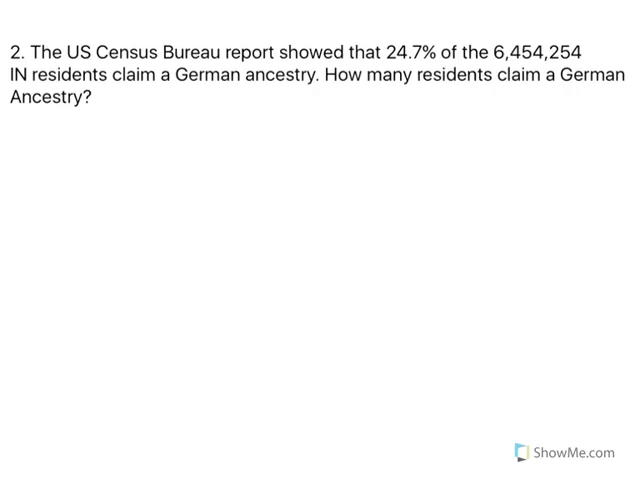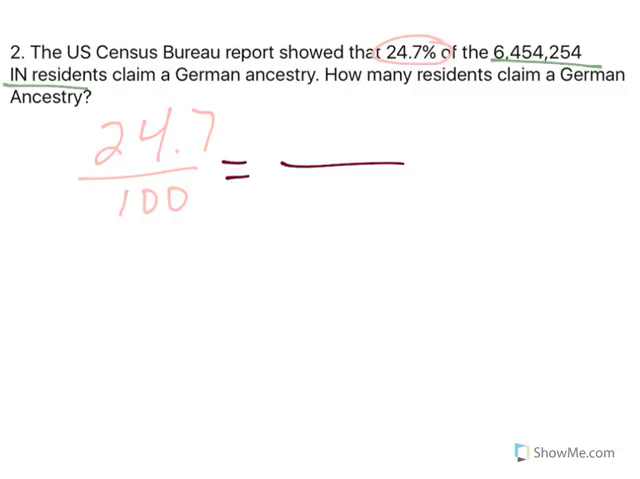The US Census Bureau reports that 24.7% of the 6,454,254 Indiana residents claim a German ancestry. I'm German. How many residents claim a German ancestry? When I see this, I see the percent first, and the percent strikes me as percent over 100. On the other side, I'm thinking part to whole. Is this number all of the Indiana residents or part of them? It says Indiana residents, so it's all of them, right? The question says, how many claim a German ancestry? So we're looking at the German ancestry over the total.